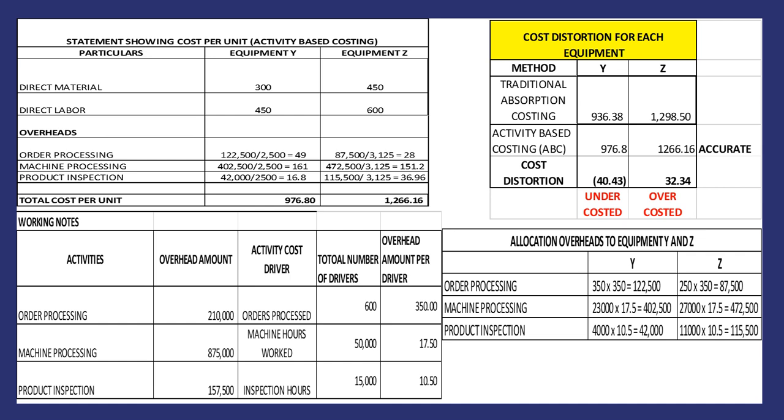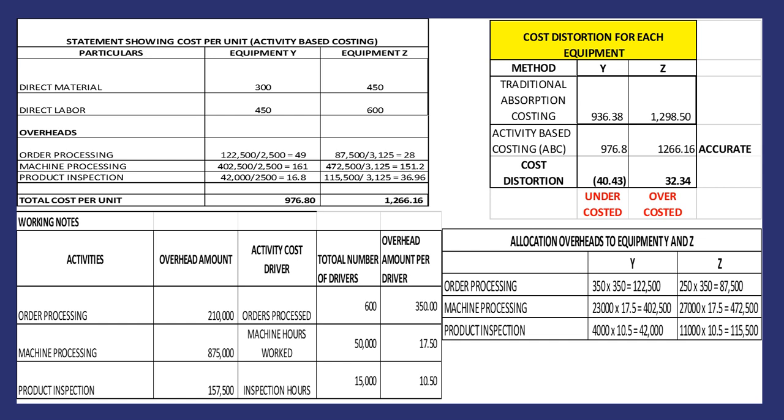Coming to equipment Z, the absorption costing value is 1298.5 when you compare to ABC, which is 1266.16. So when compared to ABC, what happened to absorption costing? It is more. So it will be over, that means assumed as overcosted. So in case of equipment Y, it is undercosted. In case of equipment Z, it is overcosted. So this is the exam explanation.